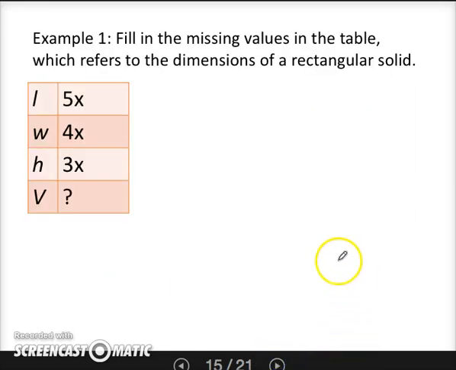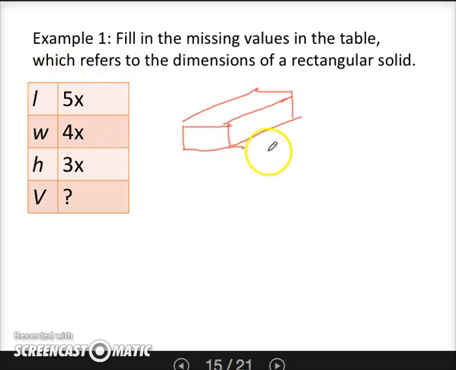Let's do an example problem. We're asked to fill in the missing value in this table, which refers to the dimensions of a rectangular solid. So let's just quickly sketch a rectangular solid so that we can visualize what's happening here. We have a length of 5x, a width of 4x, and a height of 3x. Now, does it matter which I'm labeling length, width, and height? In this case, it doesn't end up mattering because any way that I rearrange these three numbers, I'll end up with the same answer for volume.